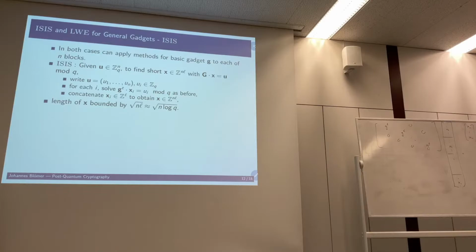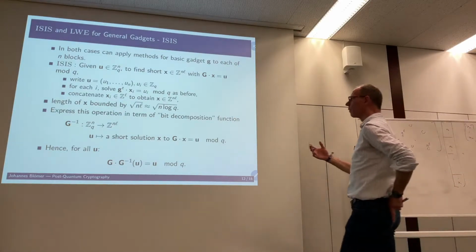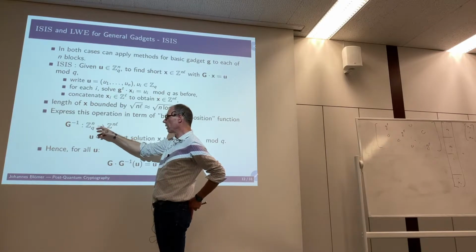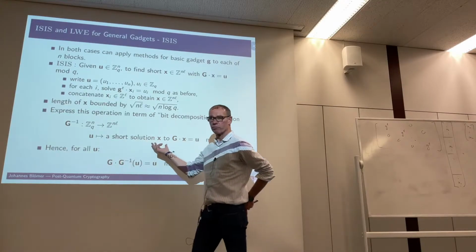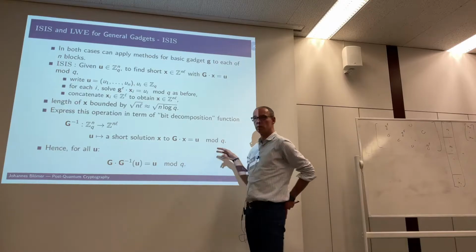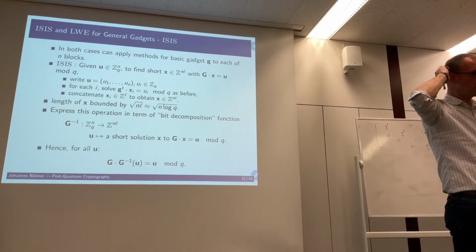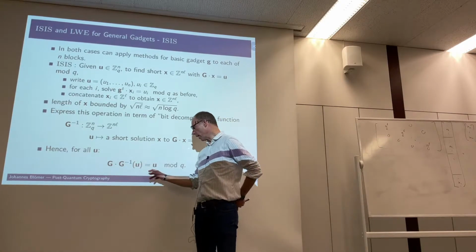And it's a very simple operation, but it turns out to be really, really very powerful. I'll talk a little bit about it later. And therefore, we express this operation in terms of a bit decomposition function, right? Which means that if our domain is Zq to the n, we map that to Z to the nL. In fact, we map it to 0, 1 to the nL. In general, we can define that more generally: given a vector u, we map that to a short solution x to G times x is u mod q. The 0, 1 solution that I presented to you is one candidate. Okay. And hence, for all u, we have G to the minus 1 of u times G is u again. Okay.